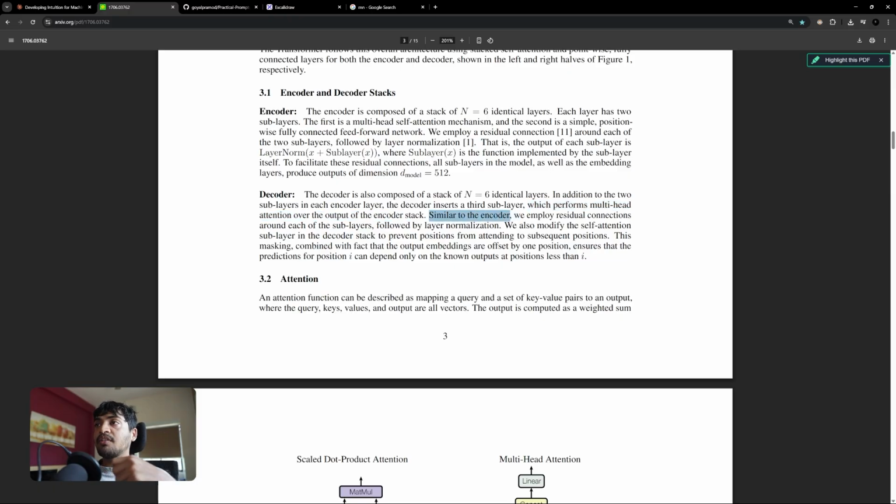Similar to the encoder, we employ residual connections around each of the sublayers, followed by layer normalization. We also modify the self-attention sublayer in the decoder stack to prevent positions from attending to subsequent positions. This masking, combined with the fact that output embeddings are offset by one position, ensures that the prediction for position i can depend only on the known outputs at positions less than i.